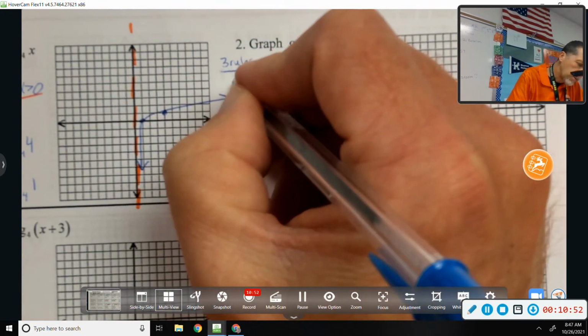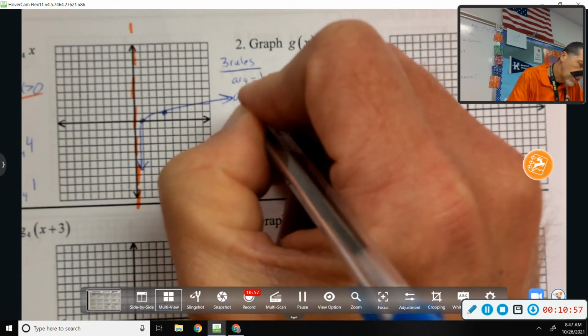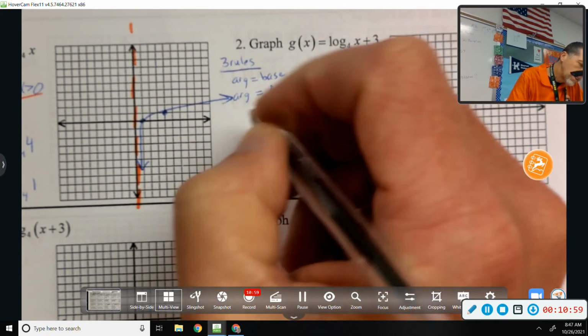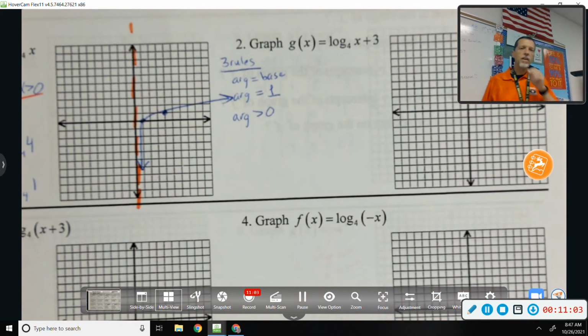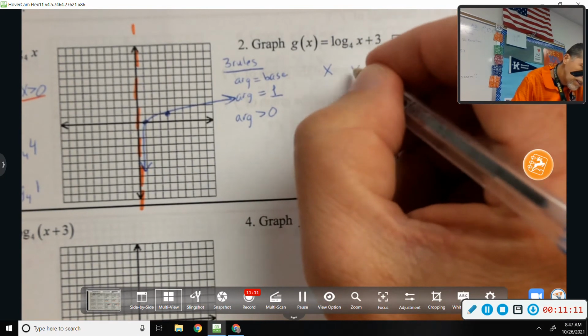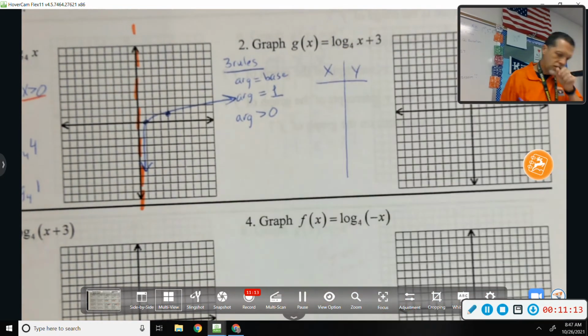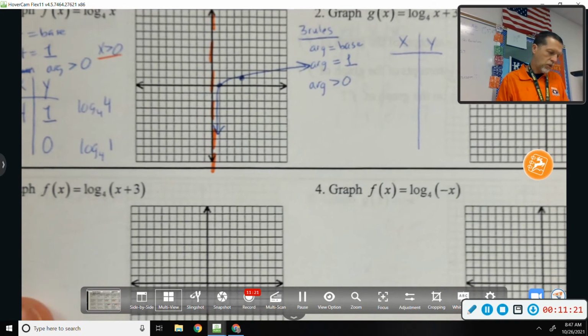All right, number 2. I want the argument to equal the base. I want the argument to equal 1. And I need the argument to be greater than 0. That'll give me 2 points and 1 asymptote. So if I want the argument to equal the base, although, be careful, look at the difference between 2 and 3 right here.